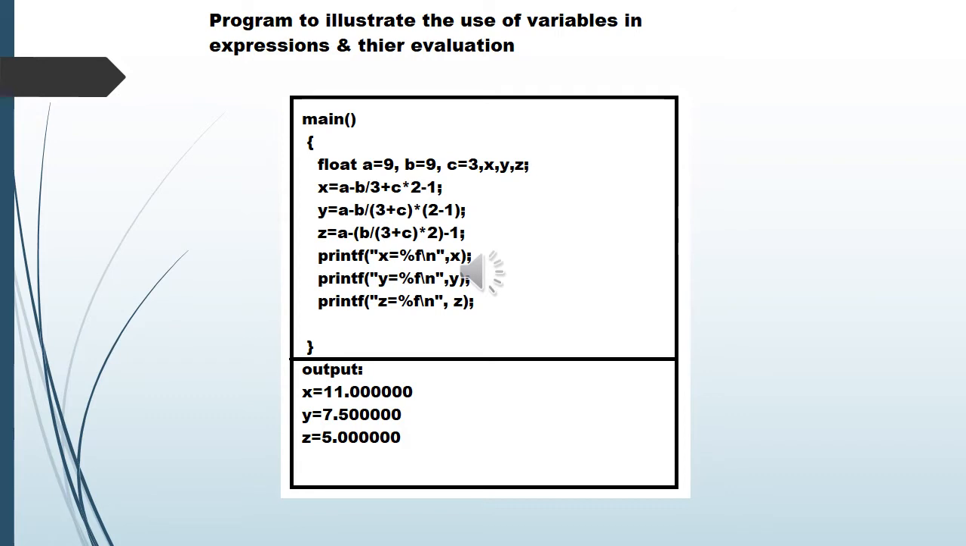Now a program to illustrate the use of variables in expressions and their evaluation. Here different types of expressions we assign to the variables x, y and z, and we assign the values a = 9, b = 9 and c = 3. We took x, y, z as float type as well. So in the printf statement, when we use the value of x, it should be %f, meaning it should print in float form. So we are getting the results according to the expressions.